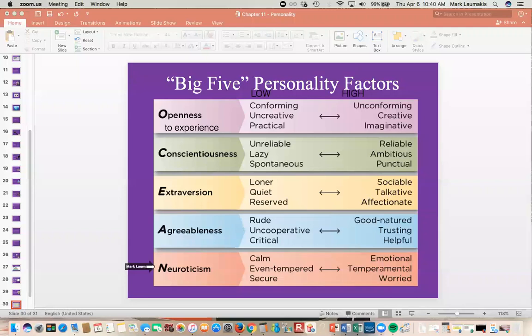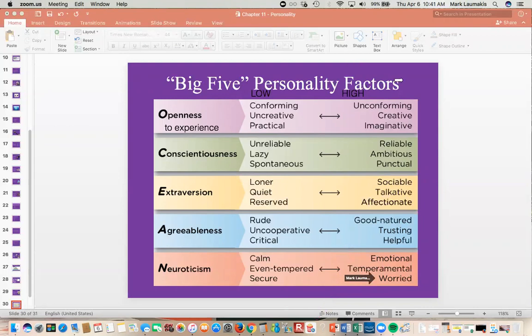Finally, neuroticism. You want your star quarterback to be low on the neuroticism scale. You want him to be cool, calm, and collected. Okay? You're composed if you're low on neuroticism. You're even-tempered, you're secure. If you're highly neurotic, you're a worrywart. You're emotional, you're temperamental, you're always anxious, you're really kind of excitable, you worry all the time. Okay? That's the idea here on that dimension.